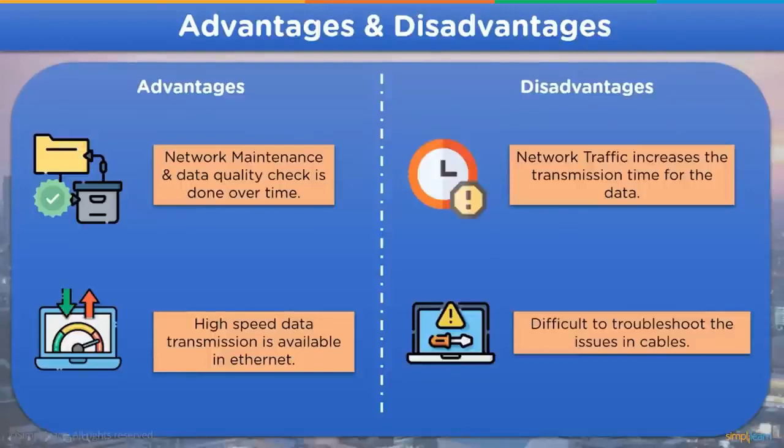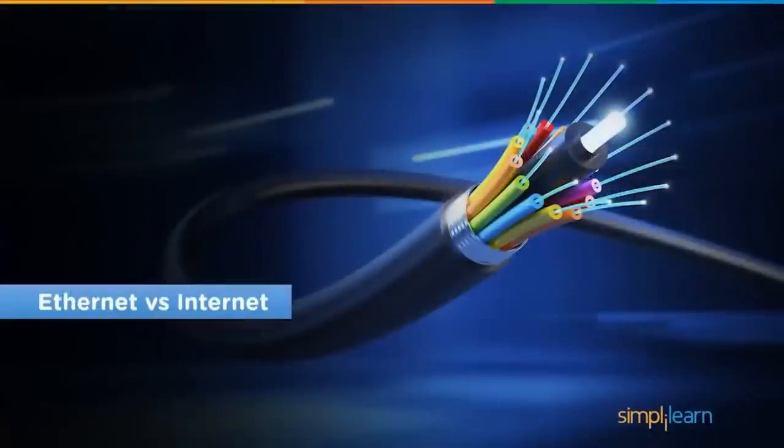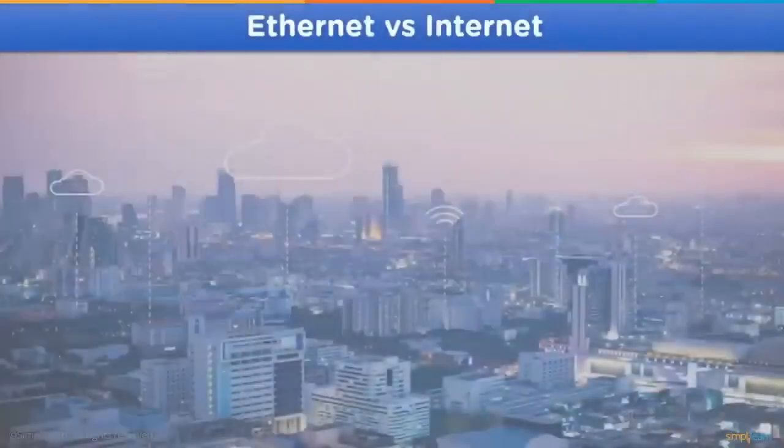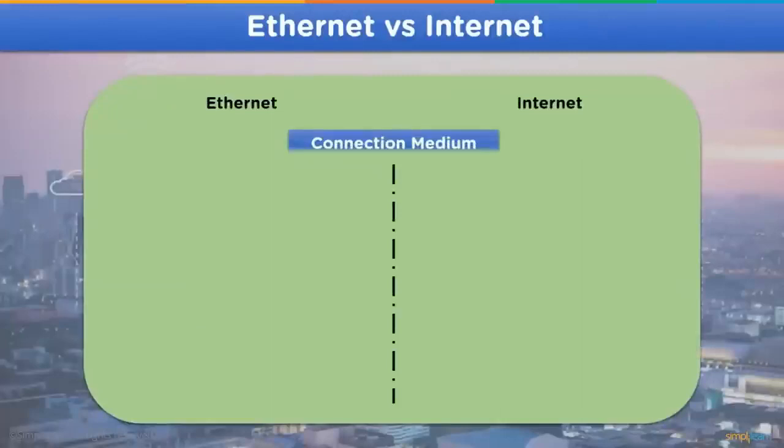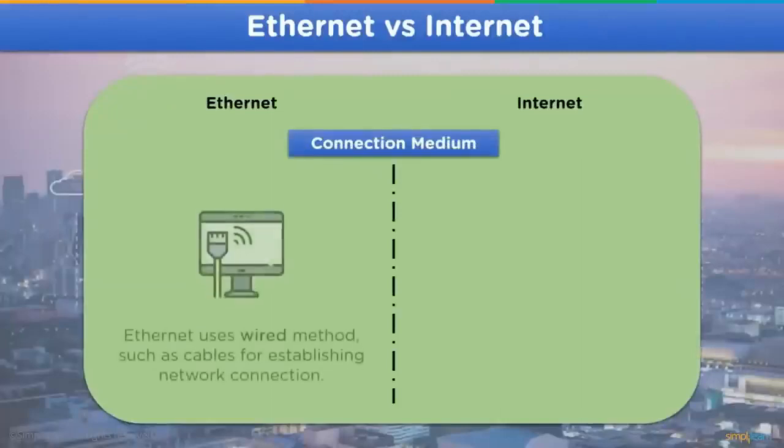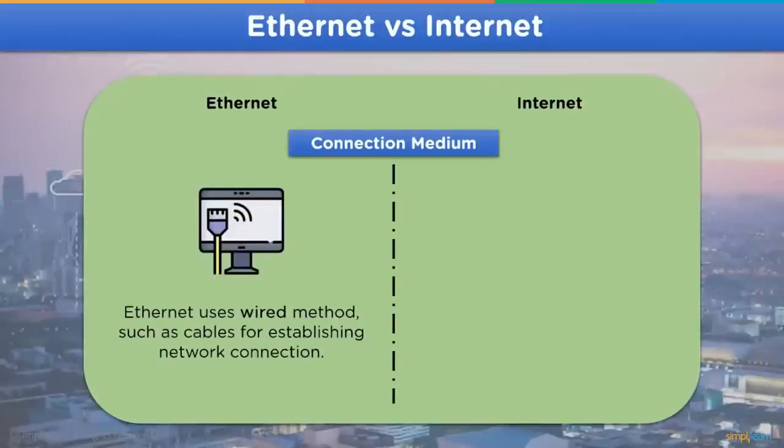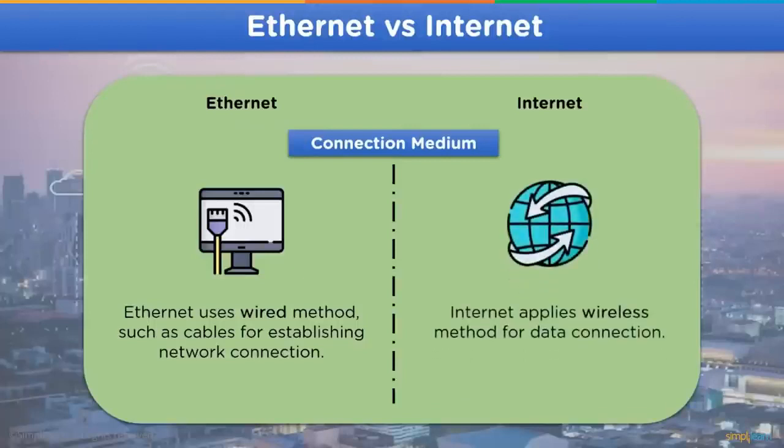Now let's move on to the last heading for this topic, that is Ethernet versus Internet. The first difference is the connection medium. For an Ethernet connection, physical cables are required. That means it uses a wired medium for connection. Whereas the Internet uses wireless mediums such as satellites as a connection medium.